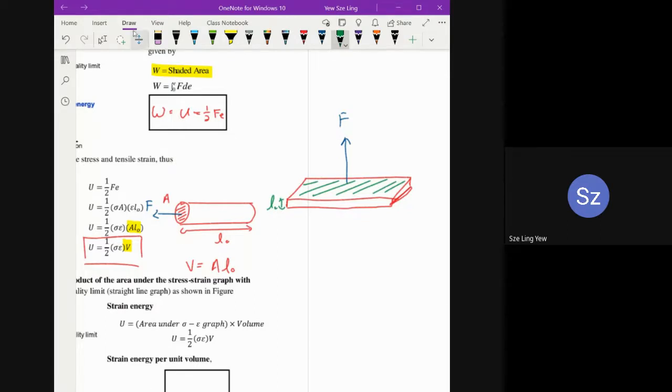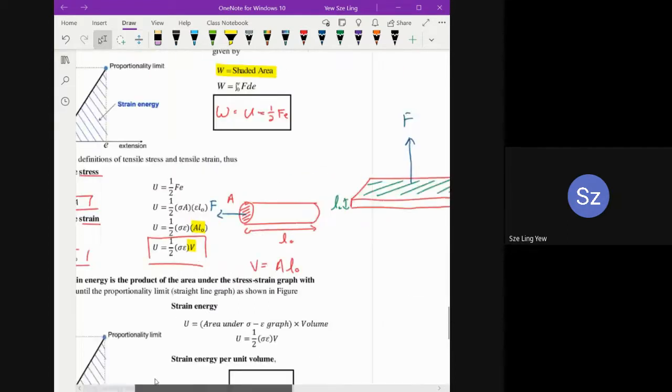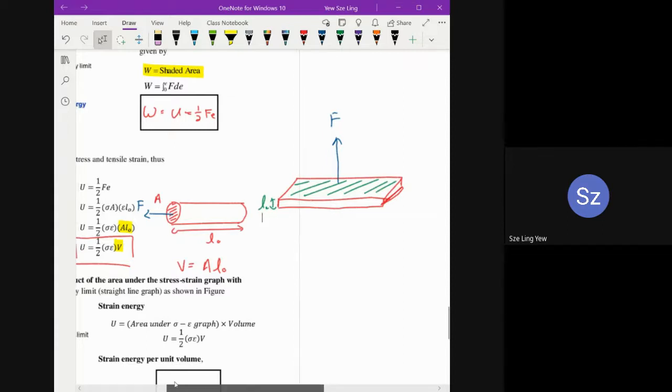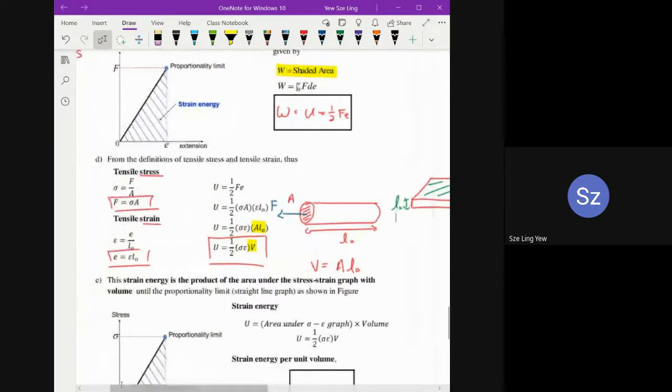Okay, so kamu kena tahu macam mana nak tentukan A dengan L. So untuk the second example, students always get it wrong, because you are so used to small cross-sectional area compared to the large cross-sectional area. So yang penting kamu kena tahu manakah F, manakah L, manakah A.